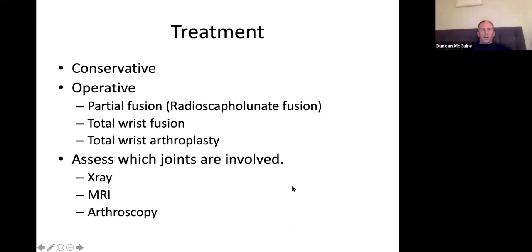So to decide if you can do a partial fusion, you need to assess which joints are involved. Usually X-ray is sufficient. If you've got the time and the money, MRI is an option as well. And then some people will do an arthroscopy to check the joint surfaces. My preferred technique would be just to go into theatre with both options available, planning to do a radioscapholunate fusion. And if you get there and it's not an option, then you can convert to a fusion or arthroplasty. Obviously, you'd have to consent the patient to both beforehand and just tell him that you'll only know when you get in there.